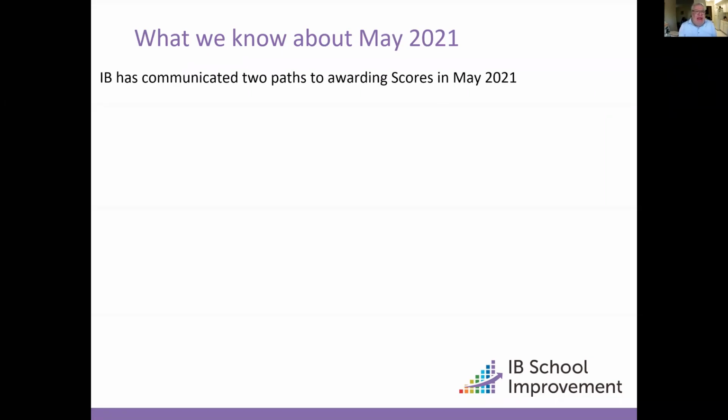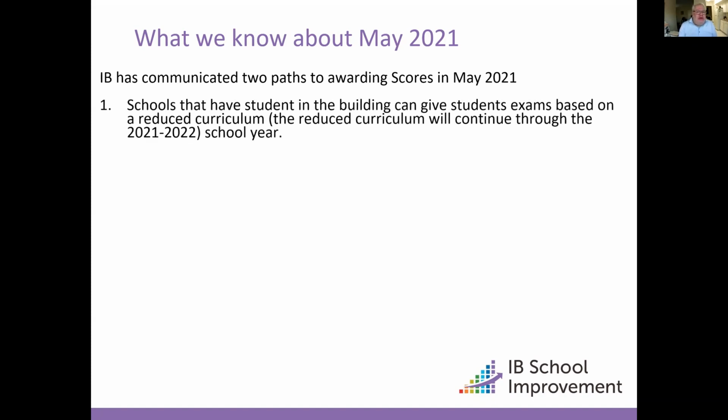IB has communicated that there are two paths for awarding scores in May of 2021. Schools that have students in the building and can give exams based on the reduced curriculum for this school year. Meaning if you have all of your kids in the building, you are comfortable with that, you can give exams. Those exams will be based on the reduced curriculum that was announced in August of 2020.